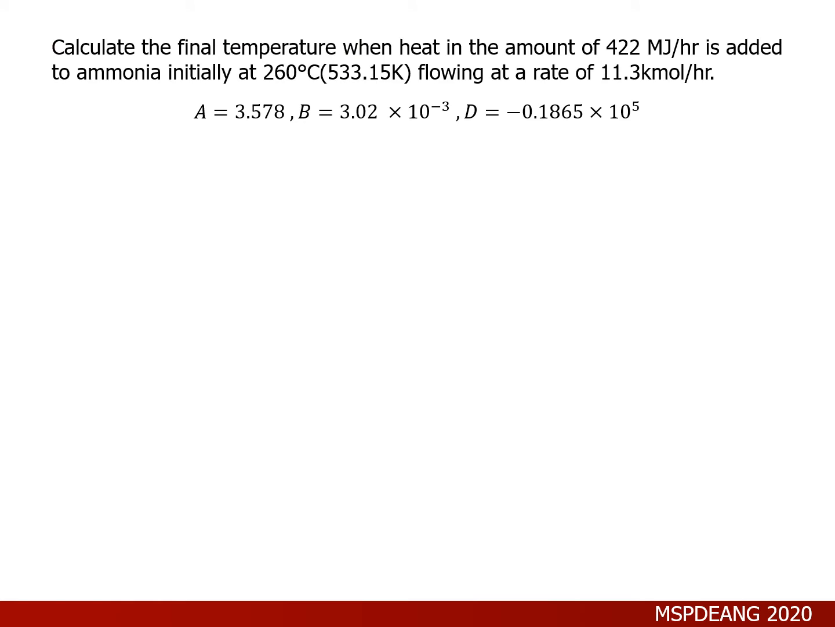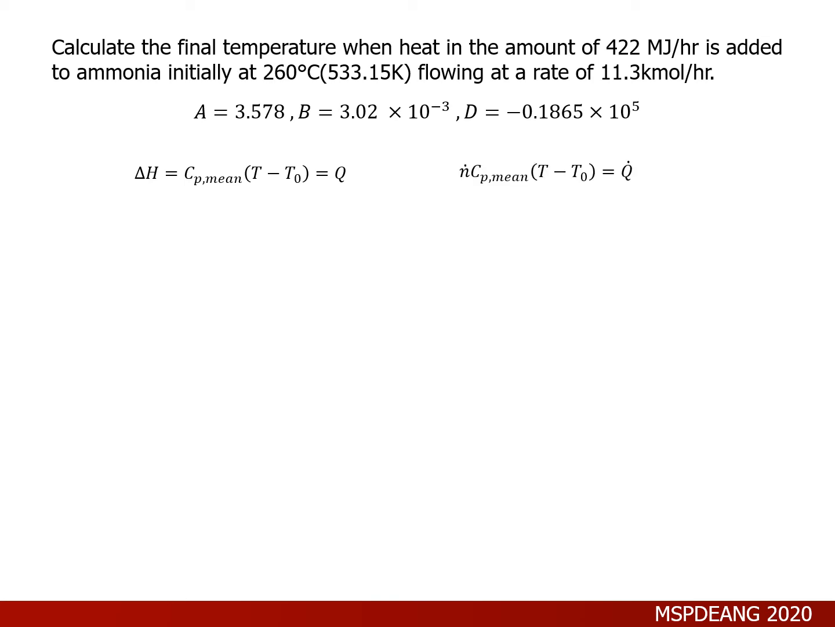Okay, let's have an example for an iterative calculation. So calculate the final temperature when heat in the amount of 422 megajoules per hour is added to ammonia initially at 260 degrees Celsius or 533.15 Kelvin, flowing at a rate of 11.3 kilomoles per hour. Okay. Given the following ideal gas coefficients for heat capacity dependence on temperature, so delta H is equal to Cp mean times T minus T0, which is equal to Q, and this is our energy balance equation, again assuming negligible kinetic and potential energy changes and there is no shaft work.